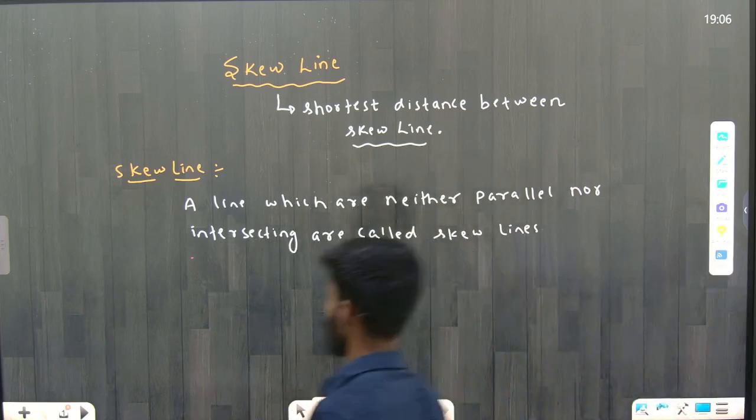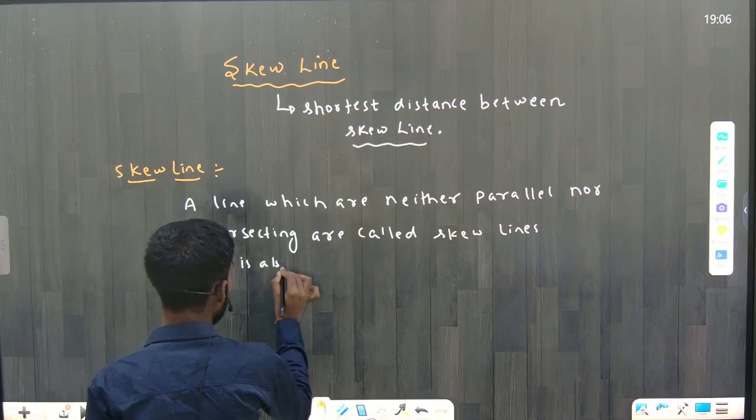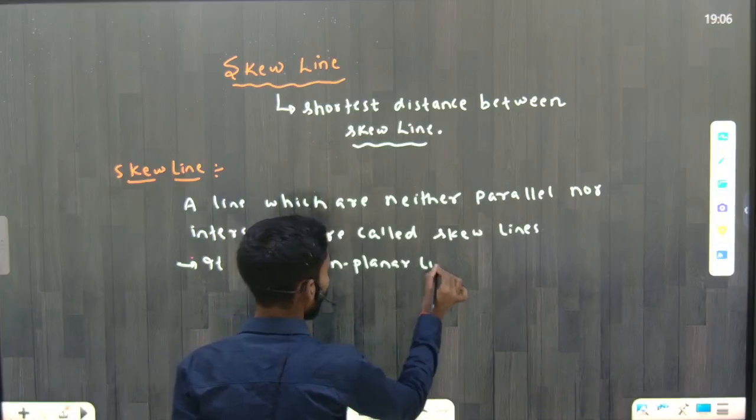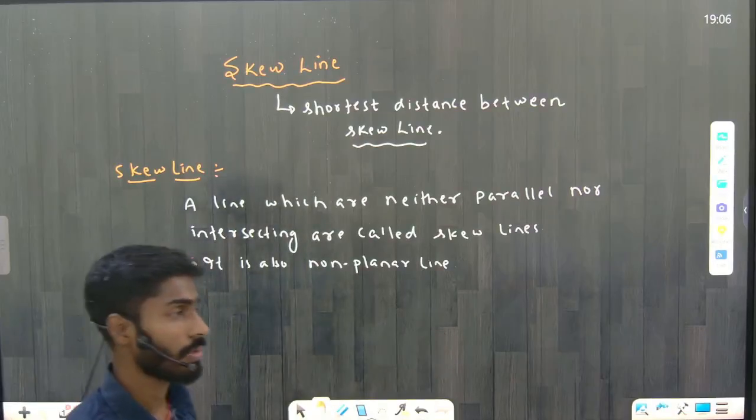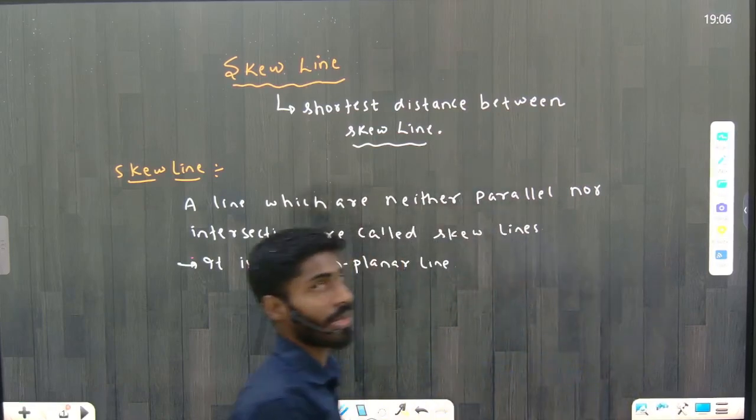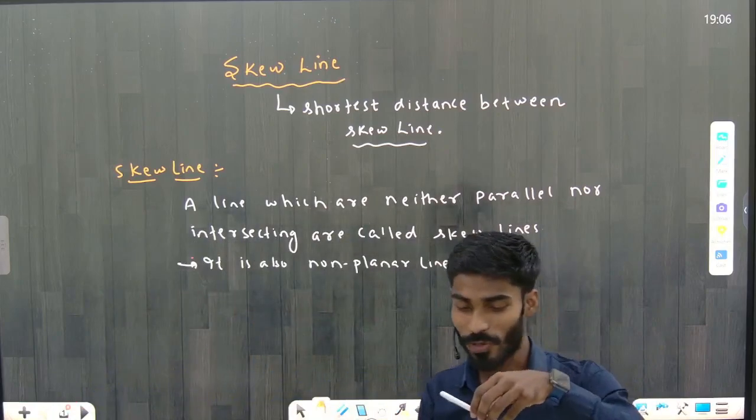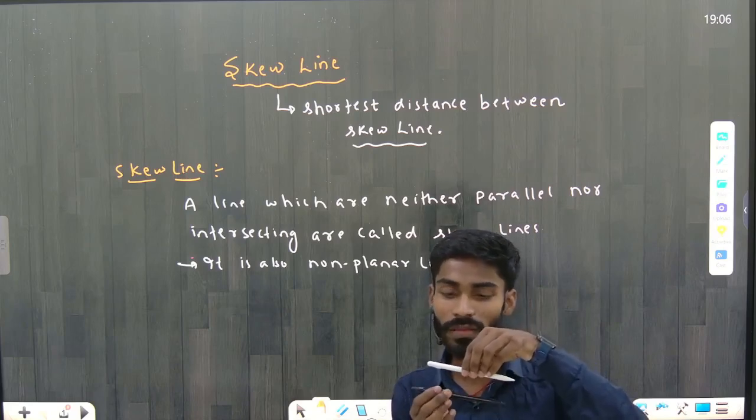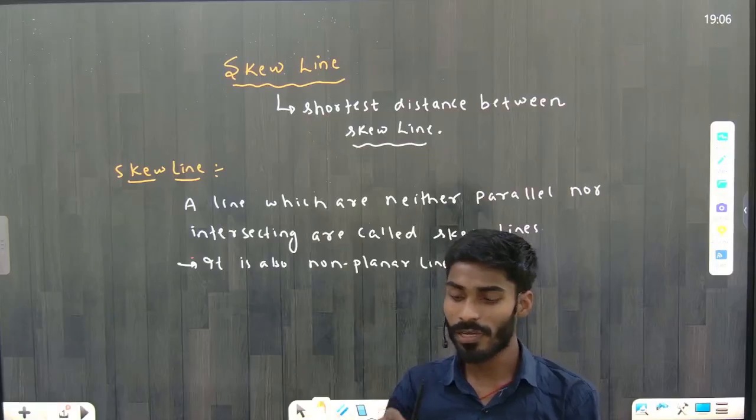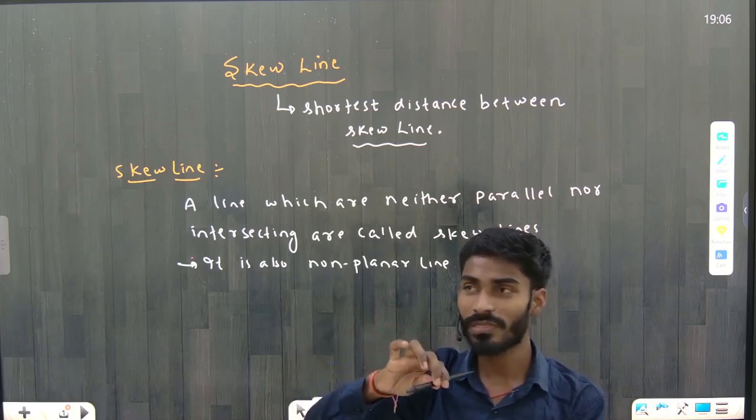Okay, and it is also a non-coplanar line. Non-coplanar means two lines do not exist in one plane. First of all, we understand what is coplanar. If we arrange two lines in this way, they are parallel. If we arrange in this way, these two lines are intersecting. But if we rotate two lines in this way, these lines are neither parallel nor intersecting. It means these lines are skew lines.